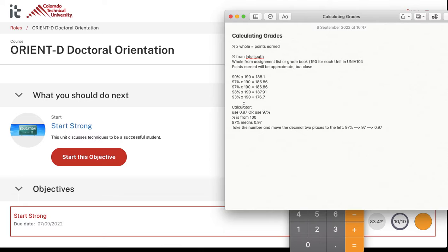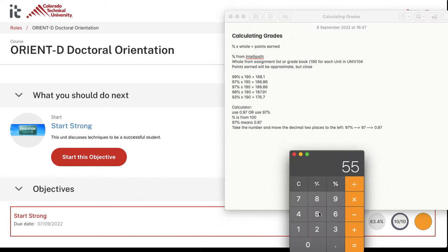There are two ways to do this in the calculator. We can use the percentage, so we're going to try that. We're going to take this 83.4. We're going to clear our calculator. We're going to say 83.4%. So you notice that it immediately made it into a decimal. And we also can do that. But we don't have to.